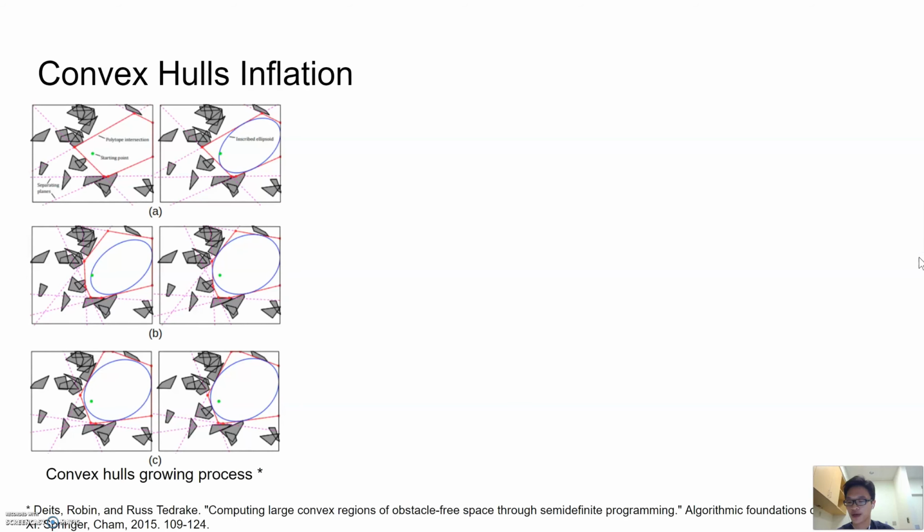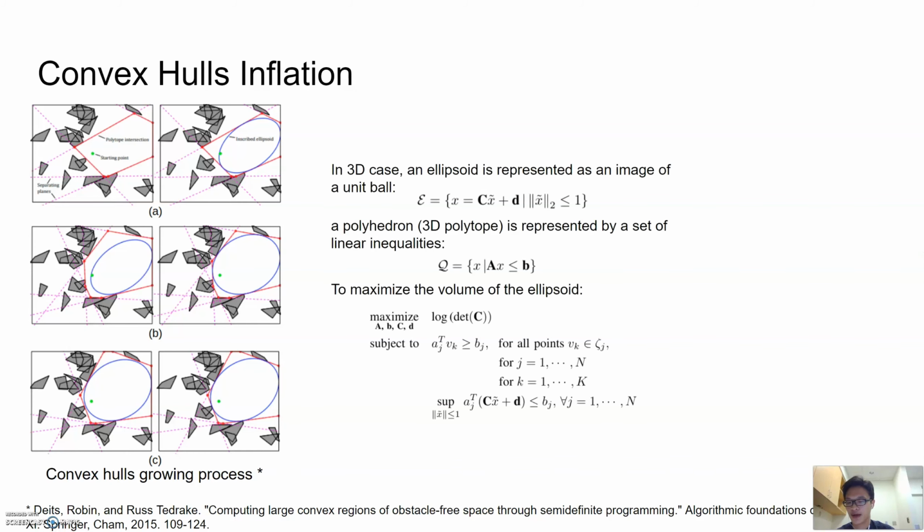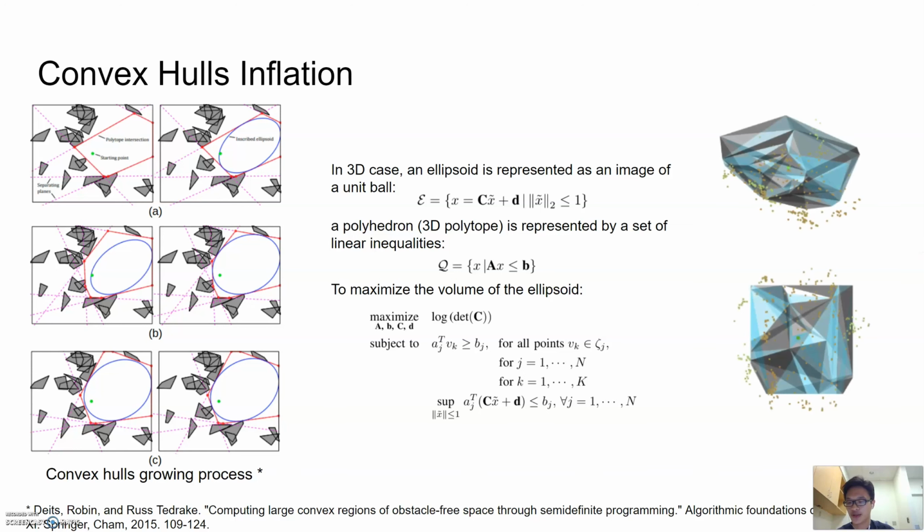The convex hull inflation module iteratively looks for a sequence of polyhedra with maximum inscribed ellipsoids using quadratic programming and semi-definite programming. An illustration of the inflation process in the 2D case is shown, and it comes from the reference paper. In the 3D case, by representing an ellipsoid as an image of a unit ball and a polyhedron as a set of linear inequalities, we can formulate the problem as an optimization problem like this. Solving the problem gives us convex hulls as shown in the rightmost pictures, where the colored points are the obstacle points.